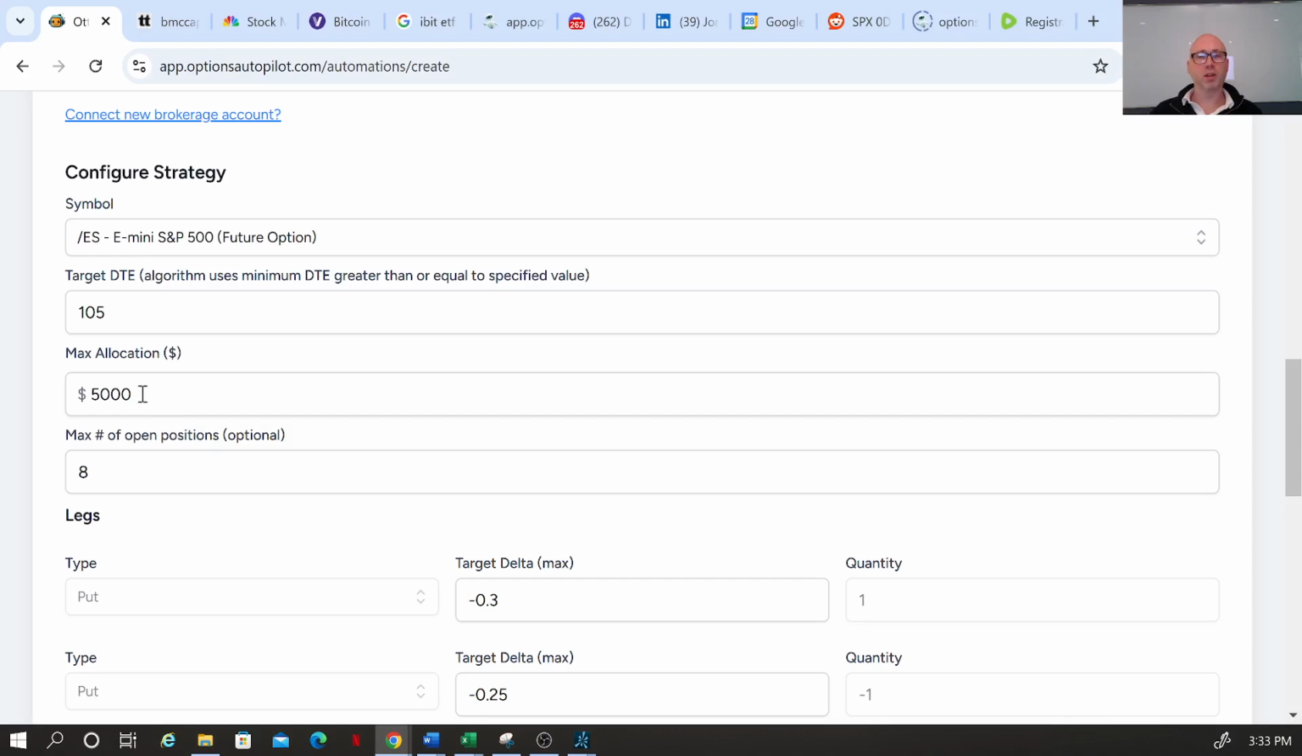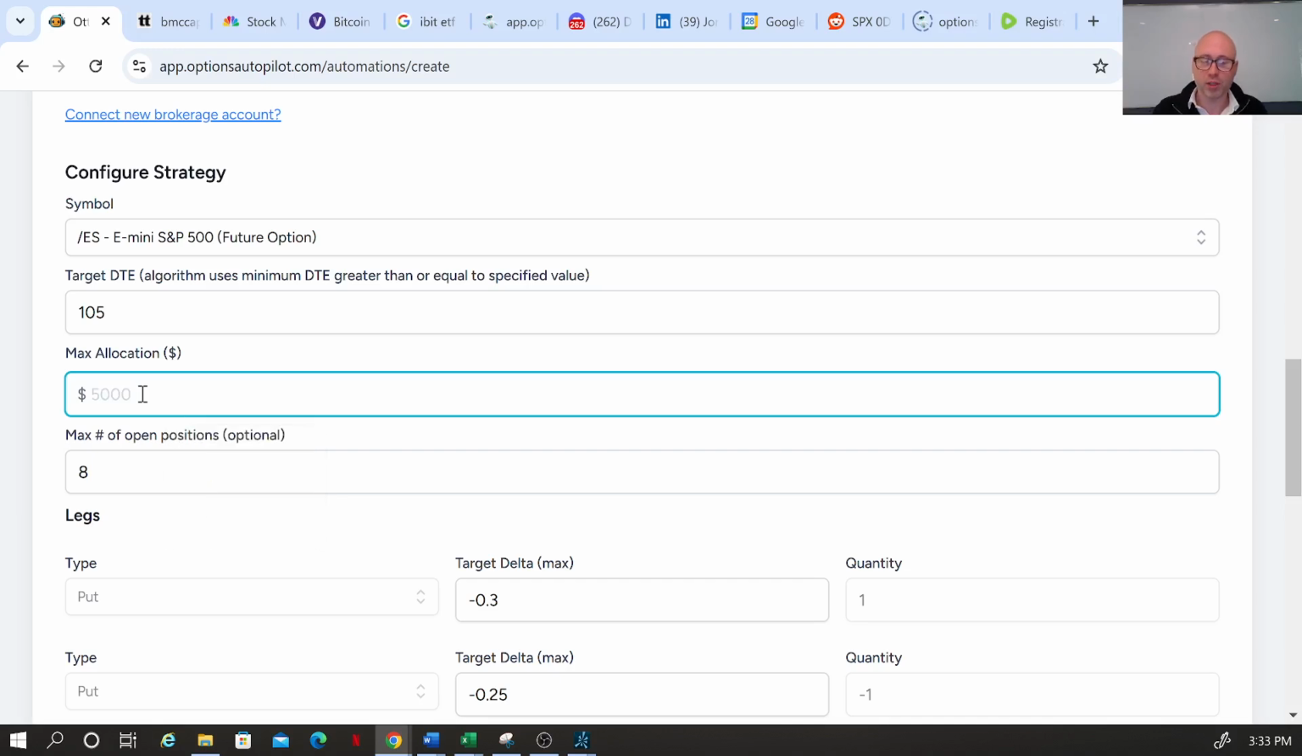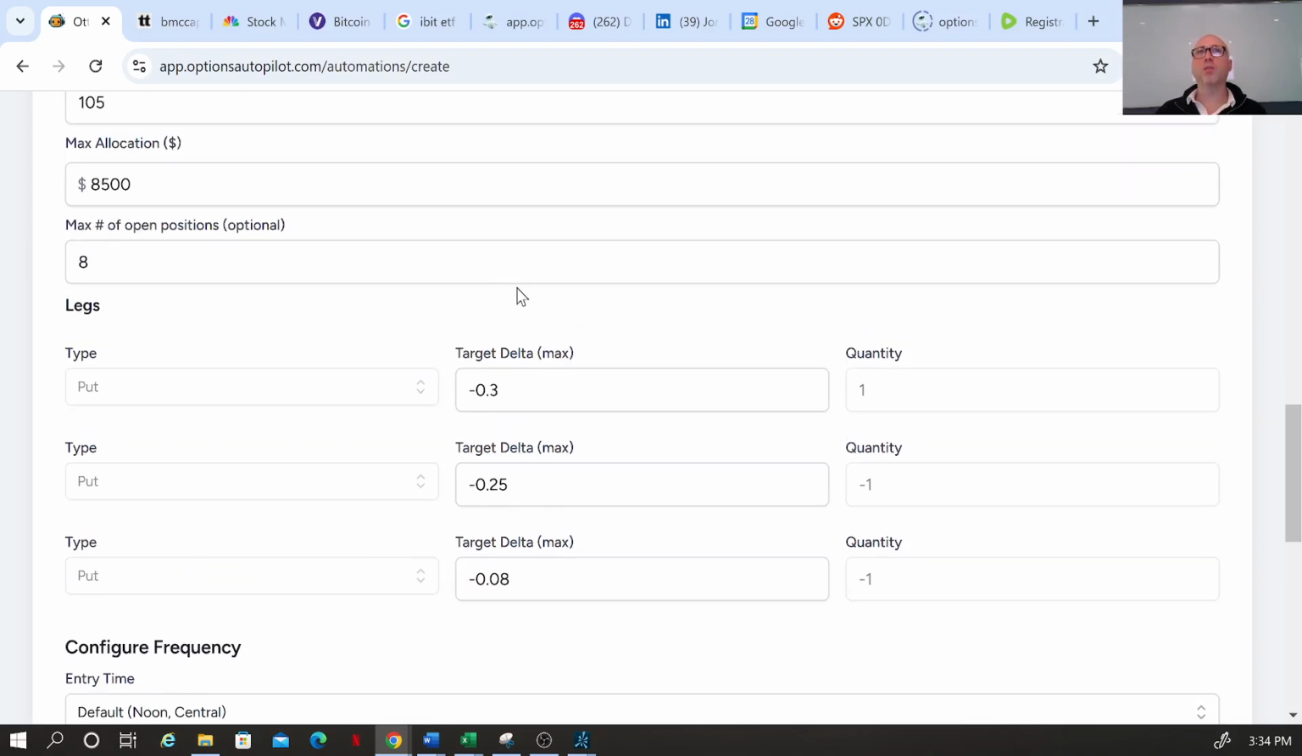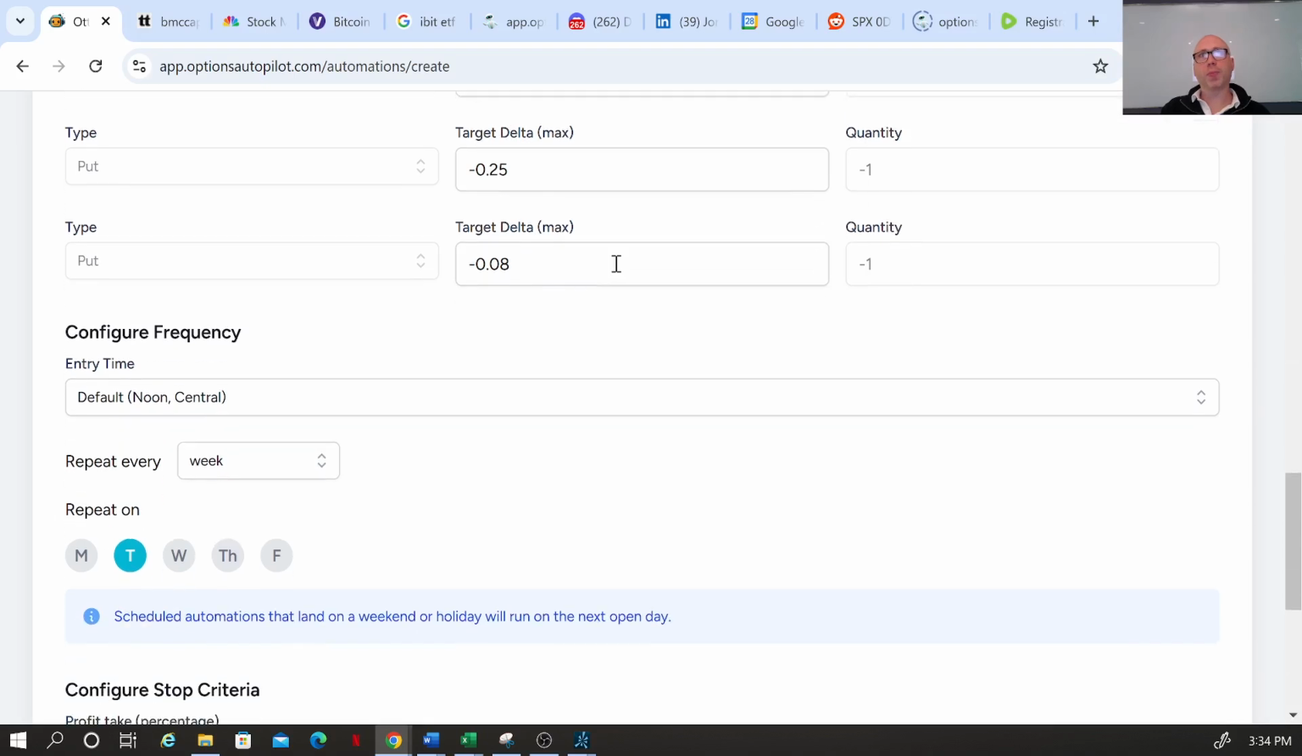The system will stop when it hits an allocation, and it also will check to see if a new trade, putting a new trade on, would put it over the allocation. So for example, if you basically chose 8,500, I'm just doing that off the top of my head, and it put one trade on and that took 4,800, obviously the next one would be at, what was that, $9,600. It would not allow a second trade to happen because your allocation is at 8,500, and you'd get a notification for that. But right now you can see the settings are how I would have set it up, with a target delta of 30, and 25, and then 8, and that will just put it on automatically.